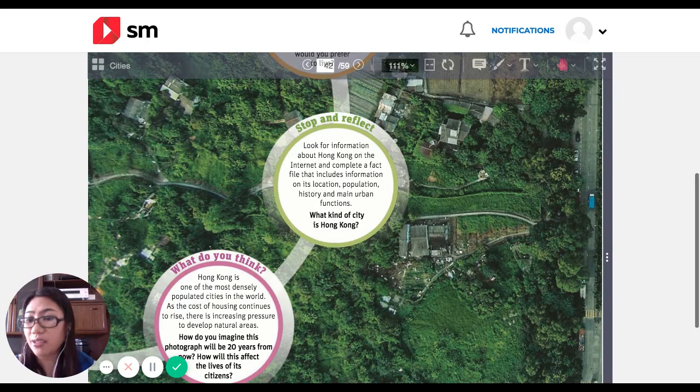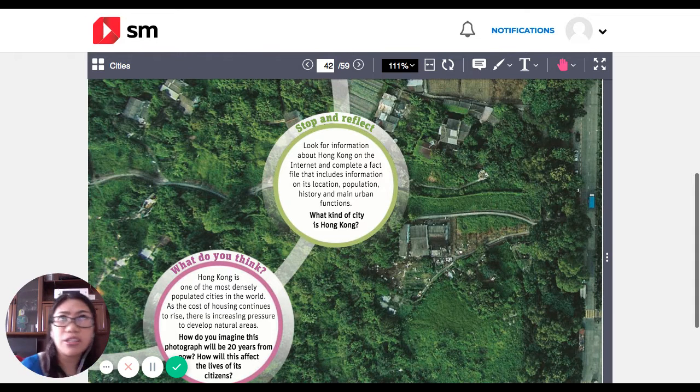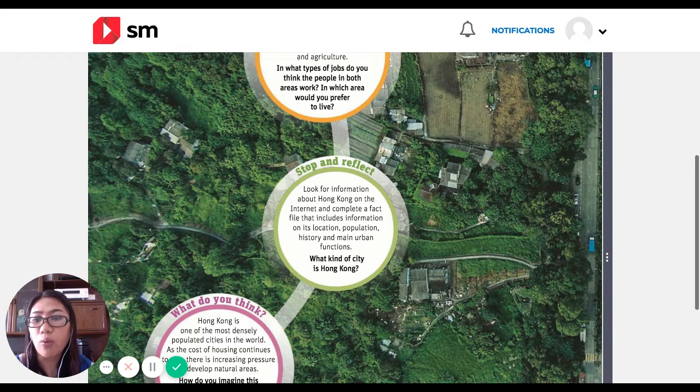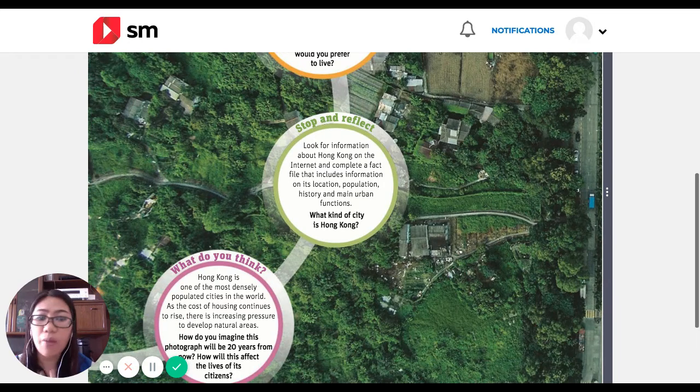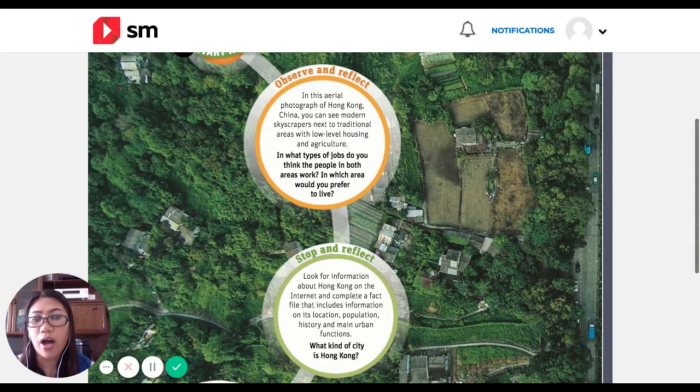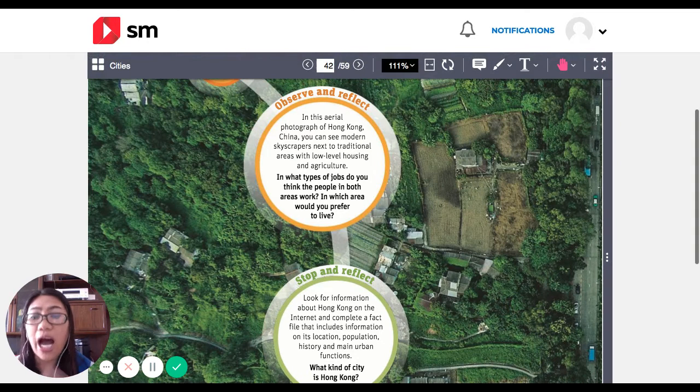Would you like to live in an area surrounded by skyscrapers or tall buildings? Or would you like to live in an area near the countryside where you can see grass, trees, and forests? Okay? So imagine what will happen to this photograph in the next 20 years. How do you think it will affect the lives of its people or its citizens?